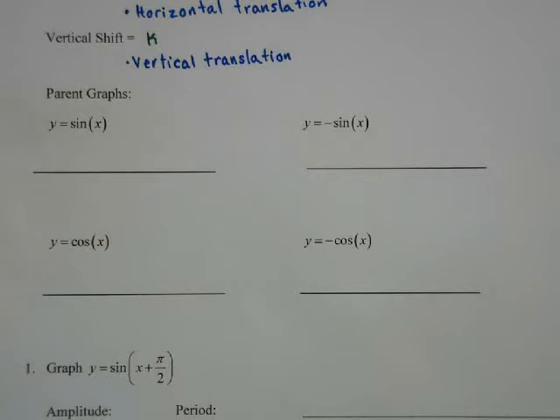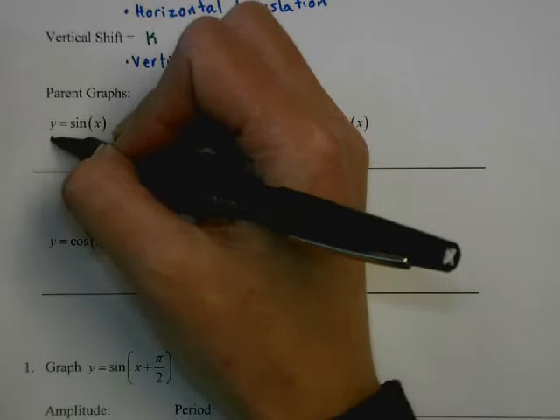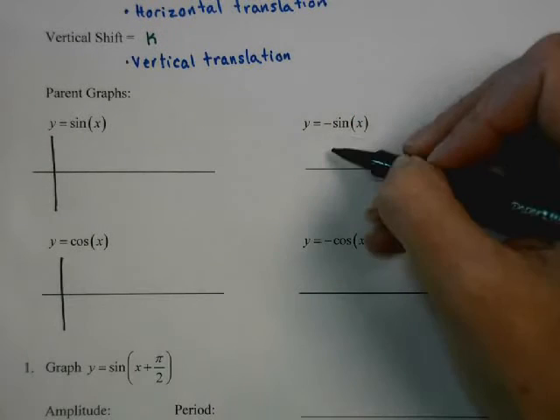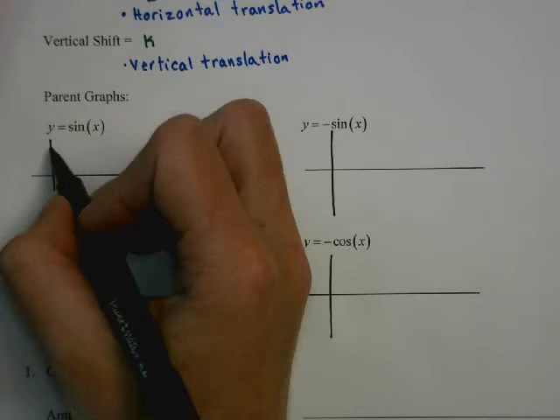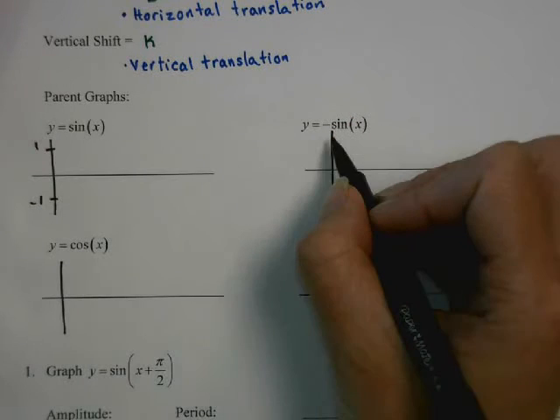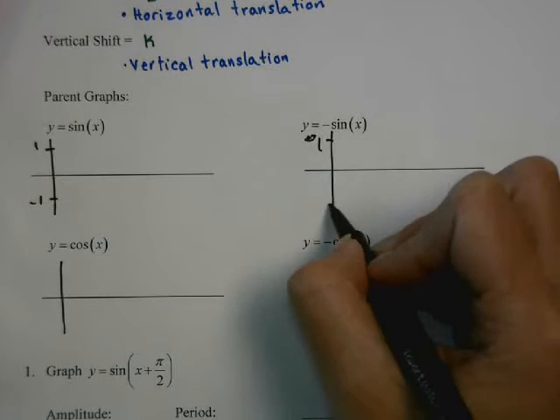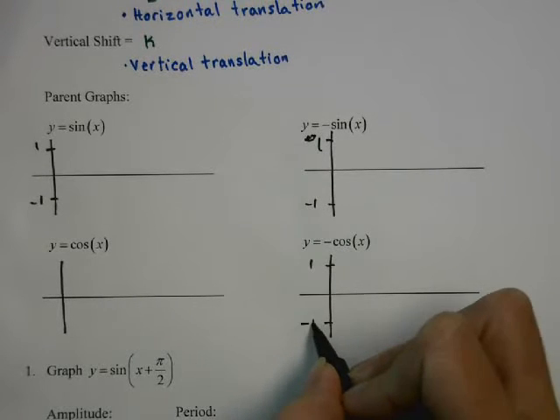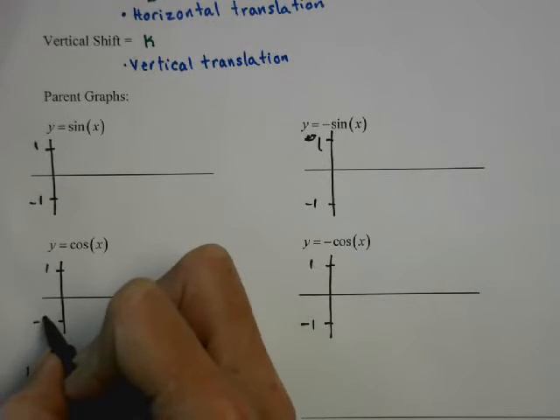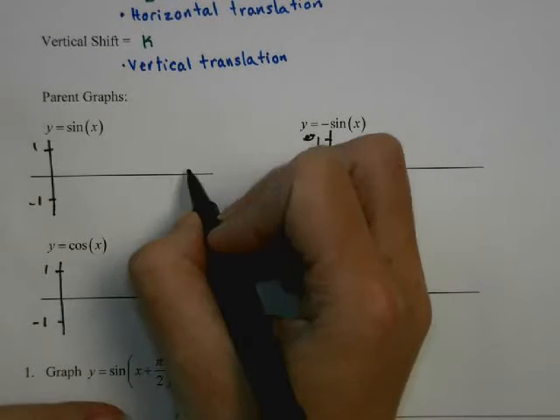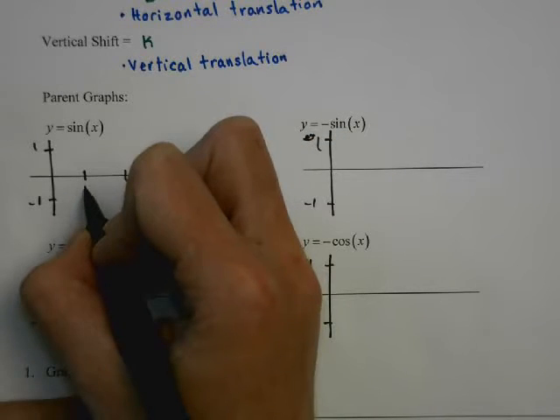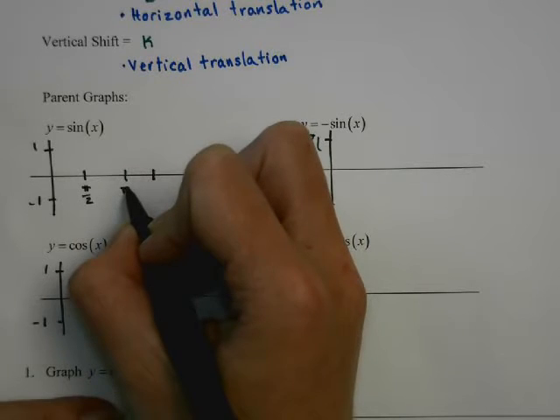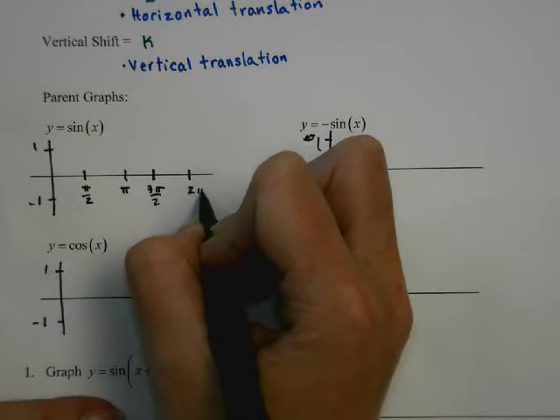So our parent graphs are sine, cosine, and then negative sine and negative cosine. So I'm going to graph each of these, and then we'll start doing others. So this is going to go from 1 to negative 1 on all of these. Okay, and we split this into 4 equal pieces. So this is pi over 2, pi, 3 pi over 2, and 2 pi.